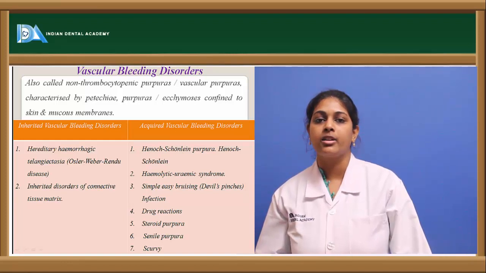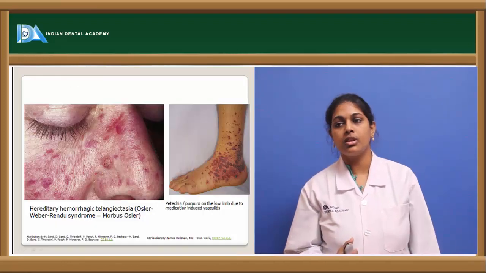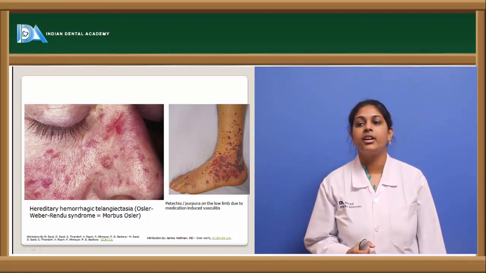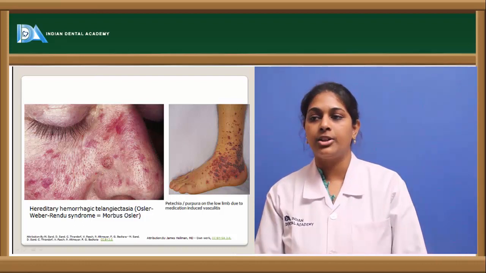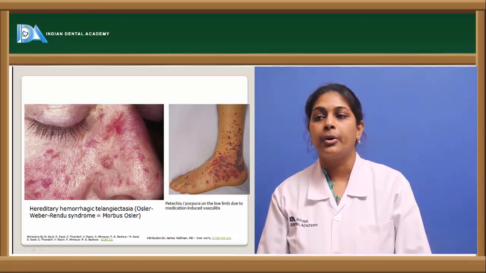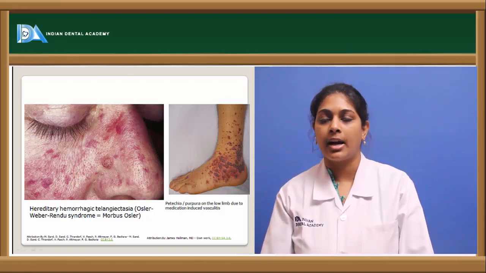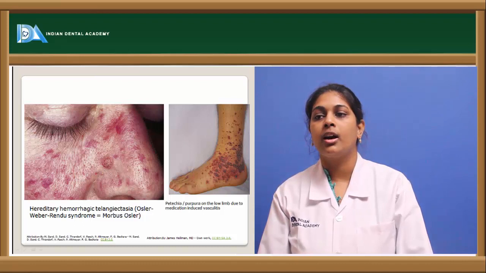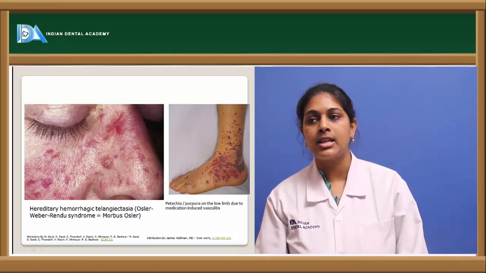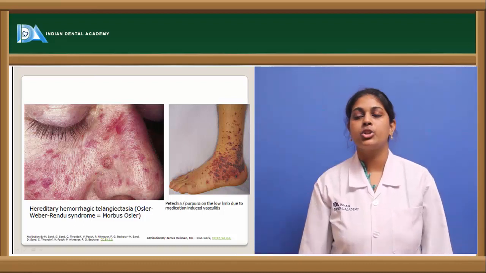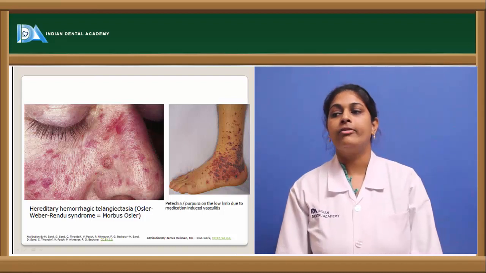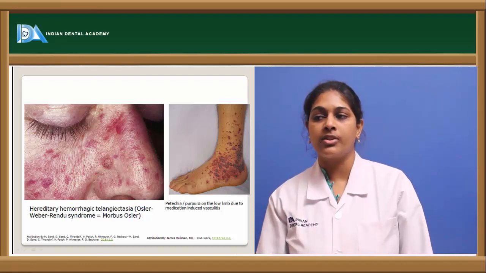in vascular bleeding disorders. There is a picture showing inherited hereditary hemorrhagic telangiectasia, showing telangiectatic areas, that is areas showing dilated vasculature, which is manifested as purpura and petechiae. The next picture shows the petechiae and purpura of the lower limb, which is because of vasculitis.